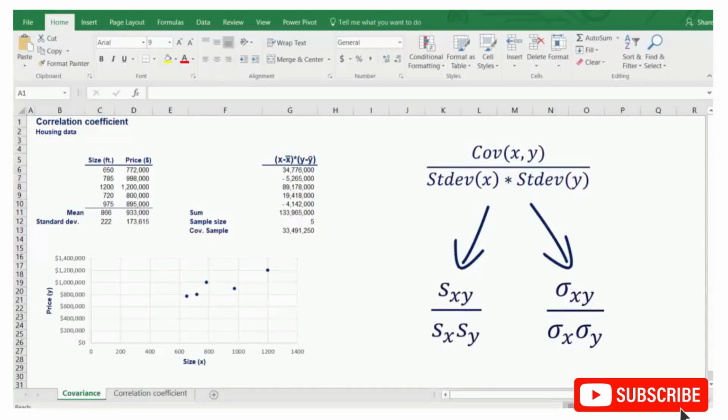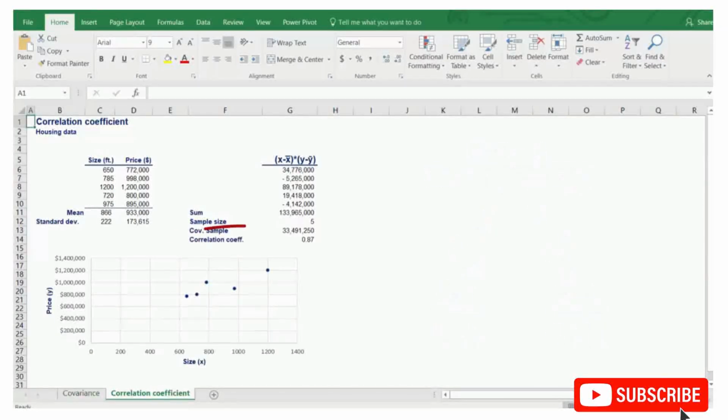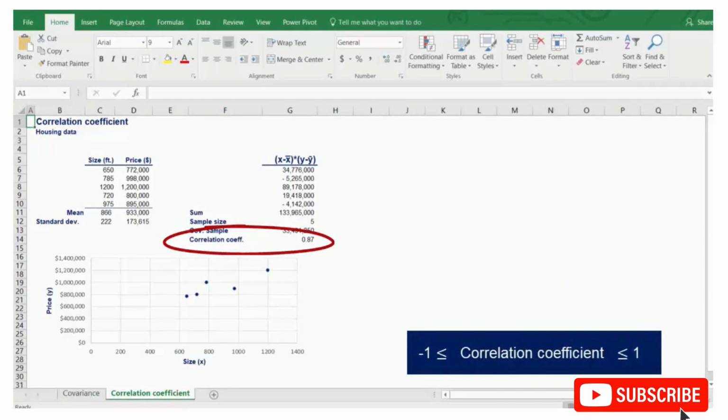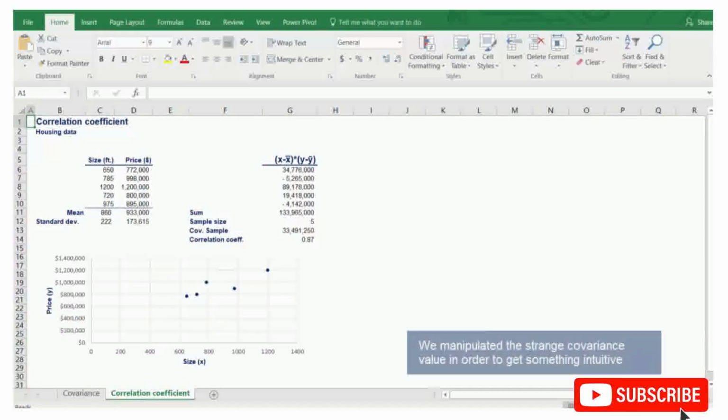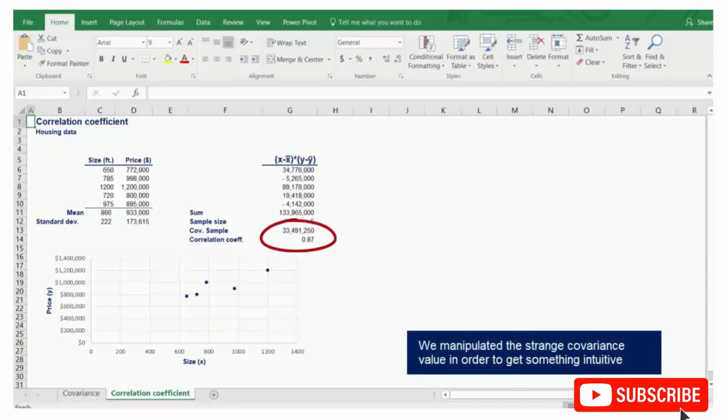We already have the standard deviations of the 2 datasets. Now we'll use the formula in order to find the sample correlation coefficient. Mathematically, there is no way to obtain a correlation value greater than 1 or less than -1. Remember the coefficient of variation we talked about a couple lessons ago? Well, this concept is similar. We manipulated the strange covariance value in order to get something intuitive. Let's examine it for a bit.